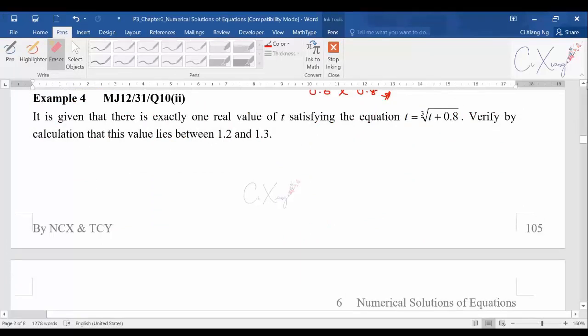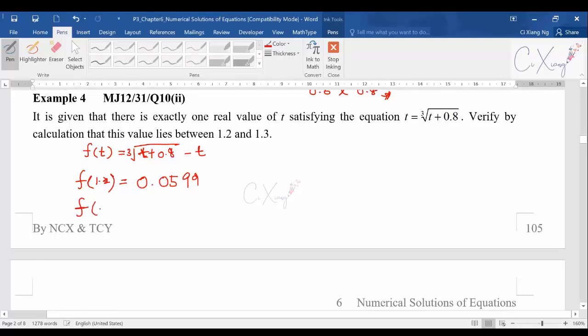For example 4, because it is not hard at all, I think you should try it out on your own. You can pause the video here and try on your own first, and then see whether you get the answer correctly or not. If you didn't make any careless mistake, your answer will look something like this. For me, I will move the t over, then minus t. For f(1.2), I will get 0.0599, and for f(1.3), I'll get negative 0.0194. This is the value that you should get, and after that, you make the conclusion here. So this is the second method for us to locate the root by using the sign change method.